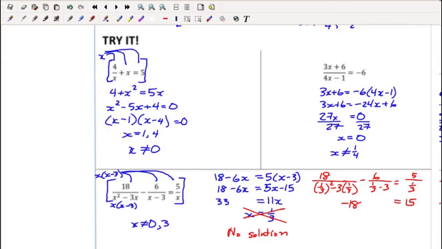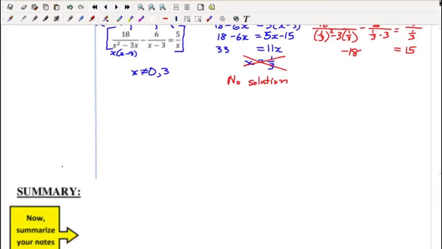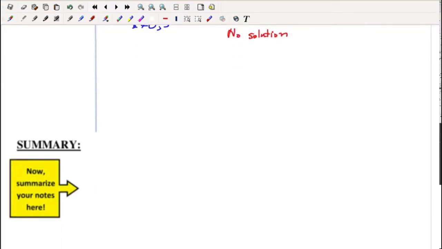The last one is one of those weird ones where you think you found a solution, you plug it in to check it out, and it turns out it doesn't actually work. So that is a no solution. So again, pause your video if you need more time to double check your answers, and then write down your summary, and you're ready to head for the homework. Good luck!